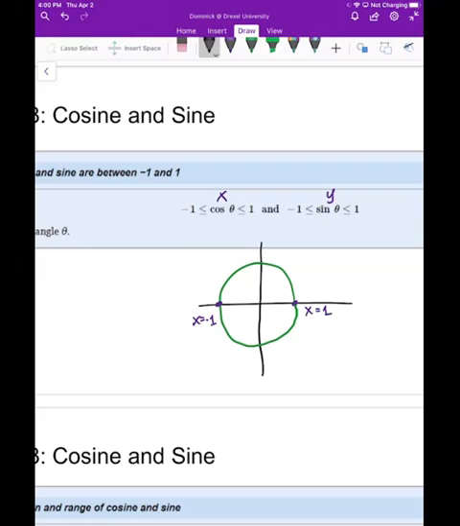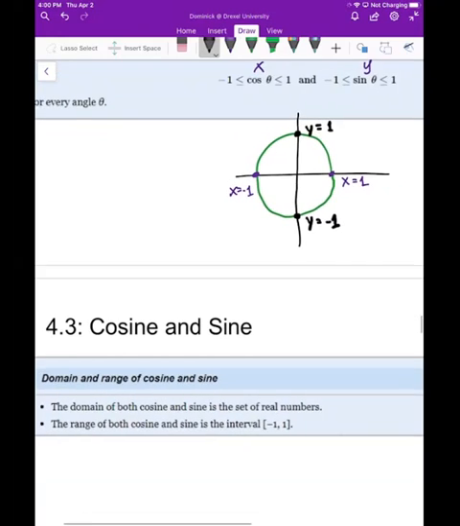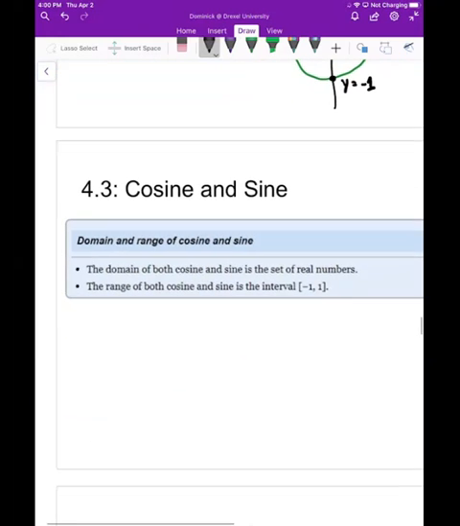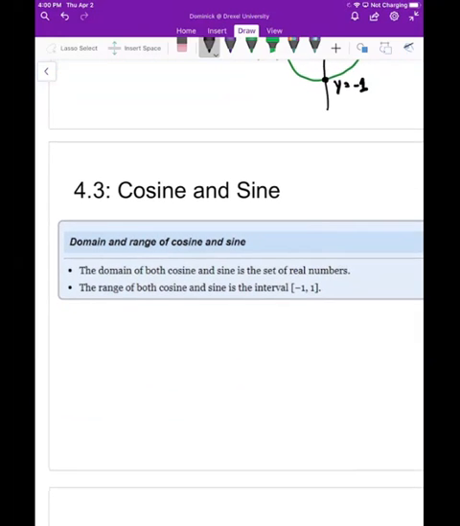And now similarly, you can do the same thing for the y values. Up here, y is equal to 1, and down here, y is equal to negative 1. And those two values are the furthest down and up you can get, so your sine has to be between negative 1 and 1. Okay, and of course, this allows us to say that the domain of both cosine and sine is the set of all real numbers. You can plug any angle in there as long as it's a real number, and you'll get an answer back. But the range, the possible values to come out of each of these functions, has to be between negative 1 and 1 for the reasons we just outlined.